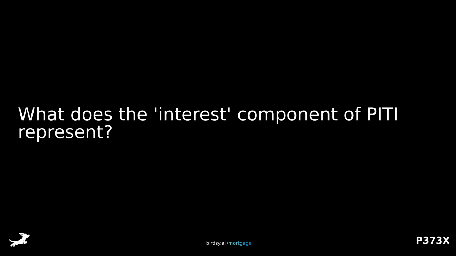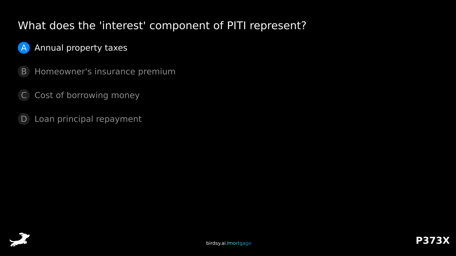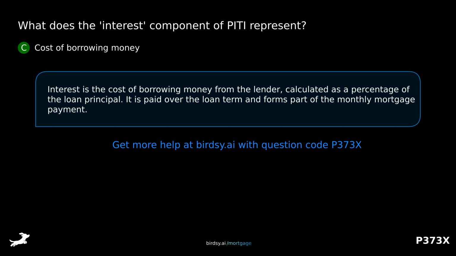What does the interest component of PITI represent? Is it A, annual property taxes, B, homeowner's insurance premium, C, cost of borrowing money, or D, loan principal repayment? The answer is C, cost of borrowing money. Interest is the cost of borrowing money from the lender, calculated as a percentage of the loan principal. It is paid over the loan term and forms part of the monthly mortgage payment.